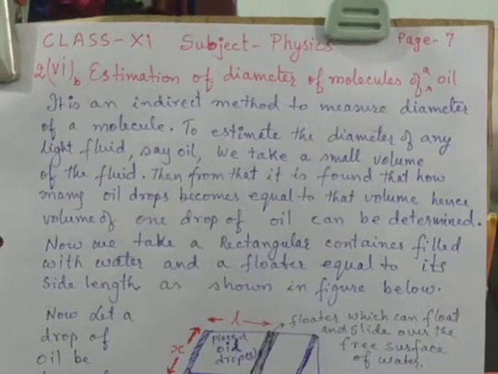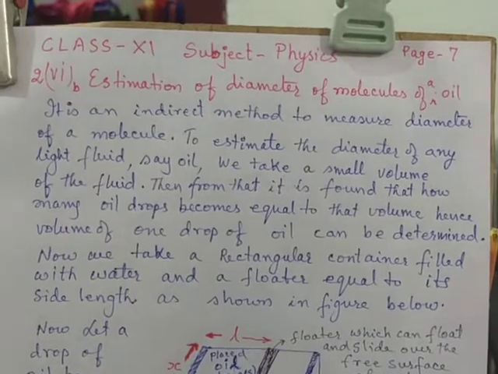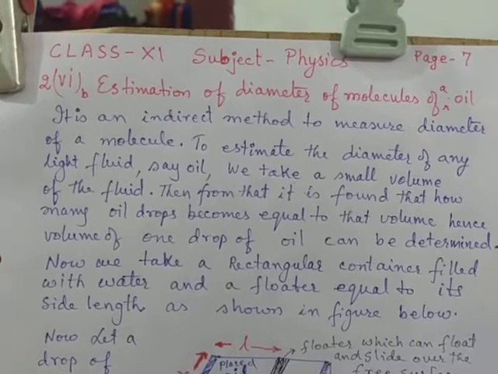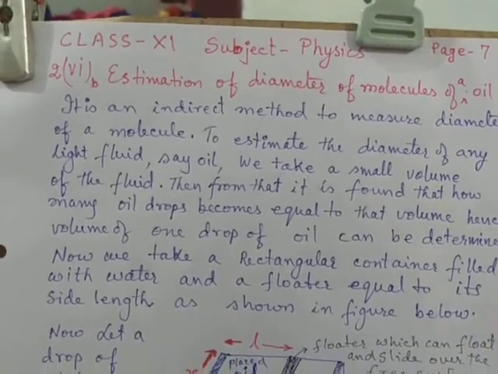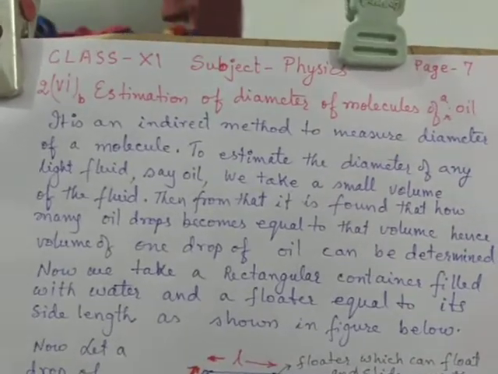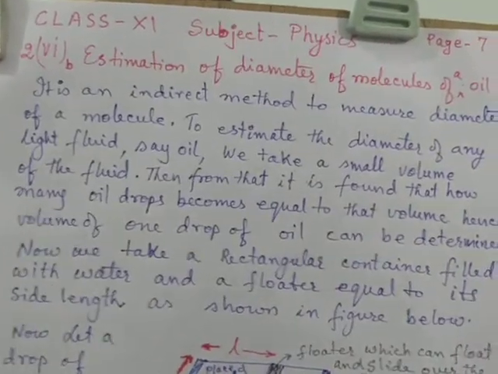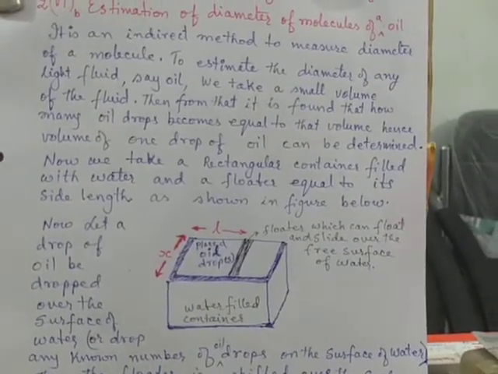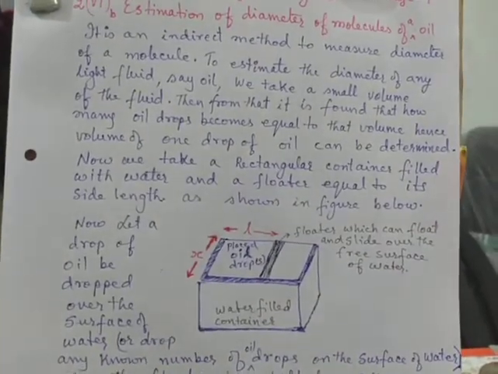Class 11. Today we shall talk about the estimation of small distances, say the diameter of the molecule of oil, how we can measure it indirectly. What we do is, first we take a given volume of the oil, and then we find how many drops will make that much volume. That way we can determine the volume of one drop of the oil.